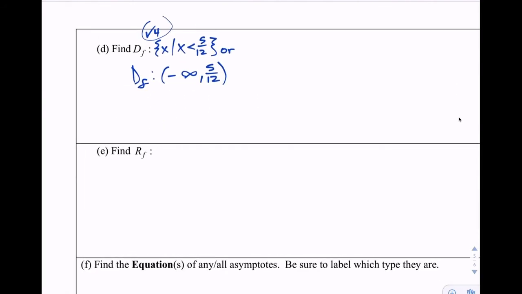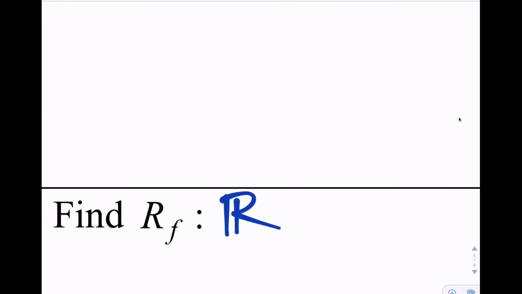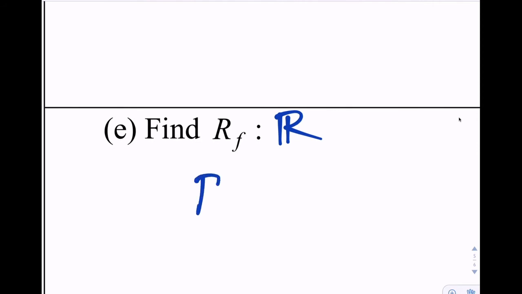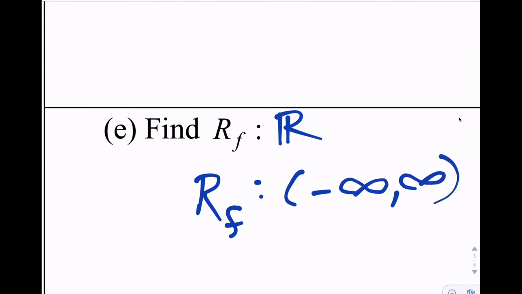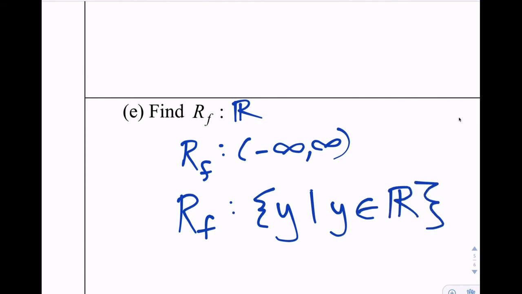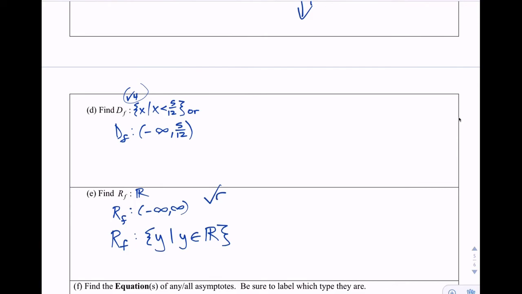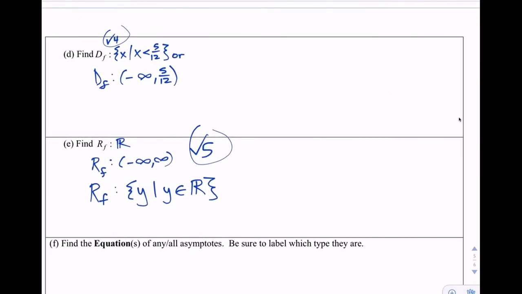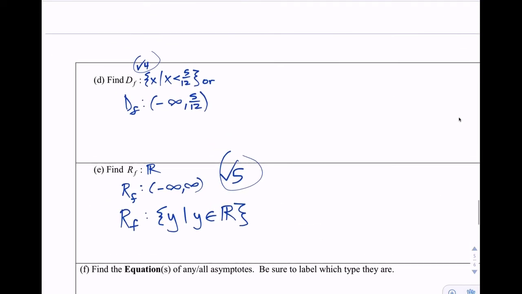All right, and then R sub f, what's the range? All real numbers. So some people wrote that. Or you could do this. You could say negative infinity to infinity. Some people did that. Or you can even fancy it up a little bit. Would we use x's or y's for the range? Y's. The set of all y's such that y is an element of the set of real numbers. Either one of those would get you the fifth check. All right, questions on that?